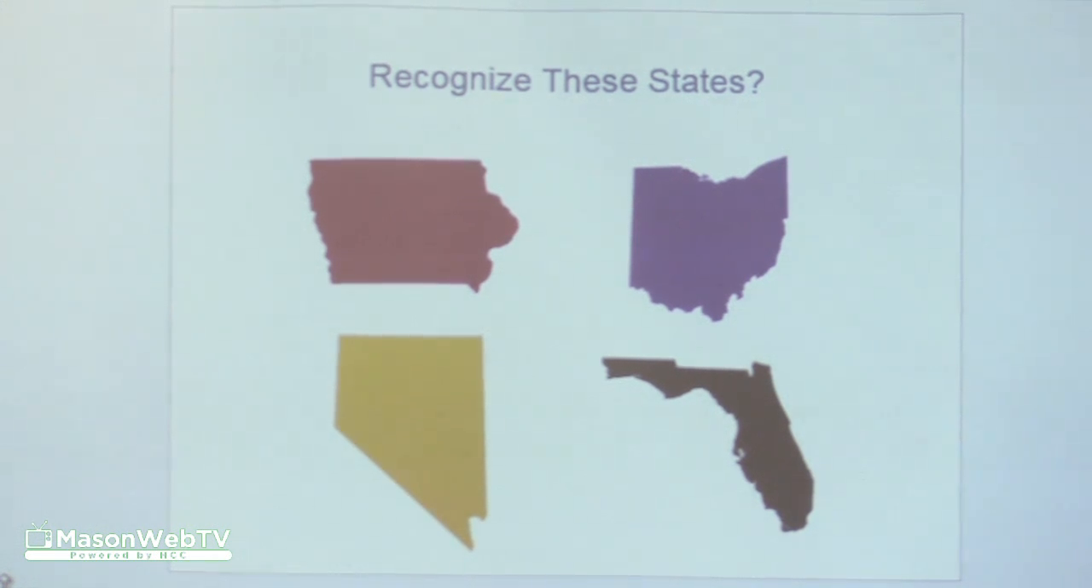What are these states? Ohio, Iowa, Nevada, and Florida. They are our well-known swing states. And they're among the 19 states that received all campaign visits from the two presidential candidates in 2008. And the other 31 states received not one visit.